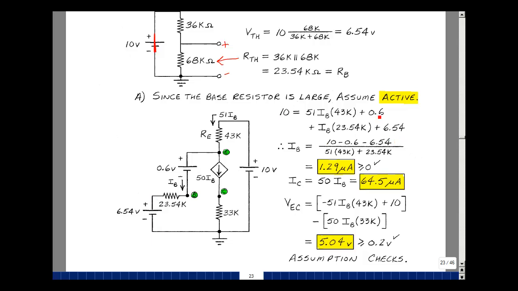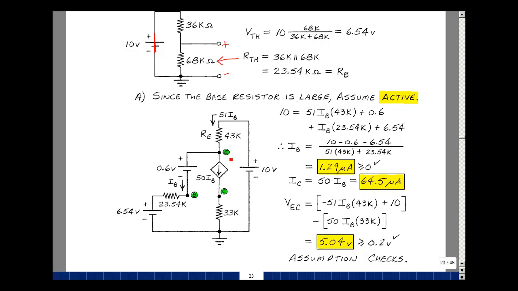It's going to be 10 minus 0.6 minus 6.54 divided by 51 times 43K plus 23.54K. And that's 1.29 microamps. That is greater than or equal to 0. So it's one of our checks. The collector current is beta F IB, so that's going to be 50 times this, or 64.5 microamps.